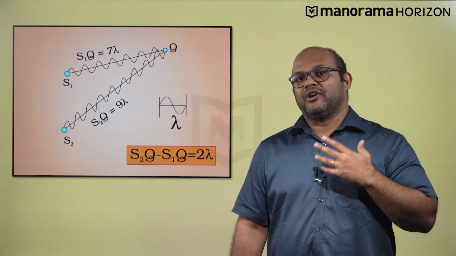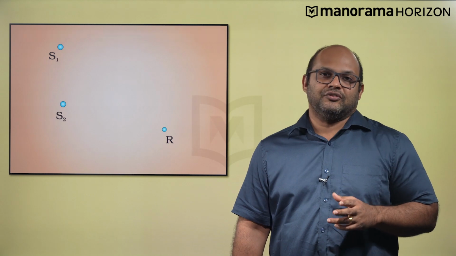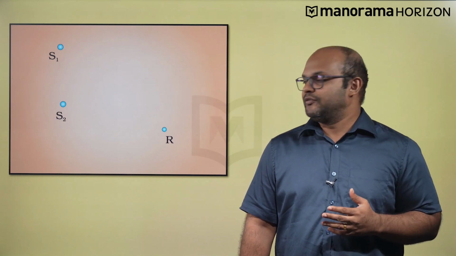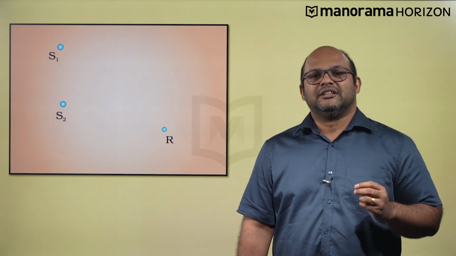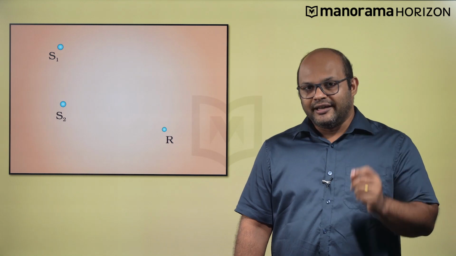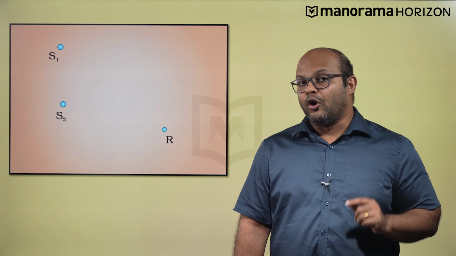So the wave becomes higher at point Q. Now consider a different case. What would happen if this was not the path difference between these two waves? In this particular case, we are concerned with how the waves will interact when they reach point R. Again, you will notice that the distances from S1 and S2 to R are not equal.